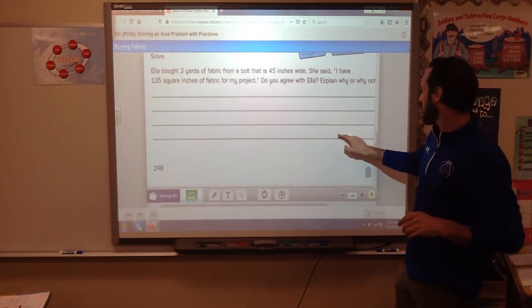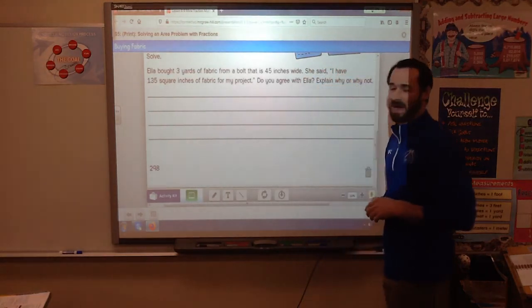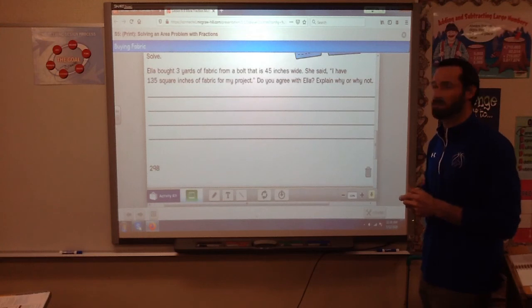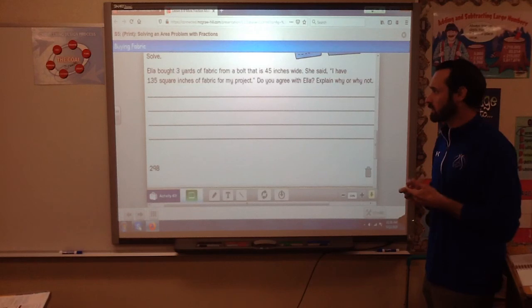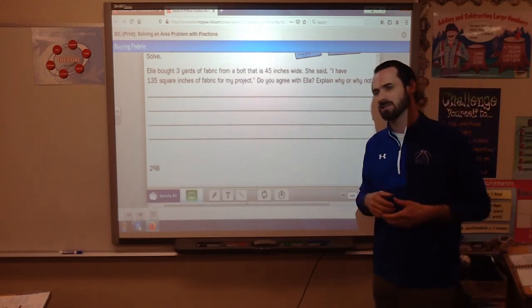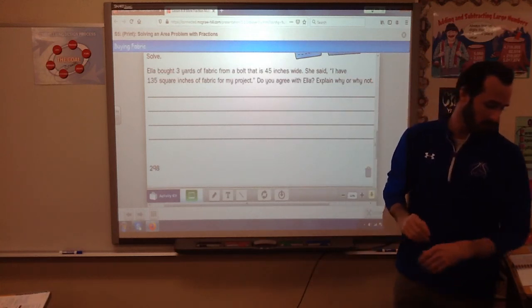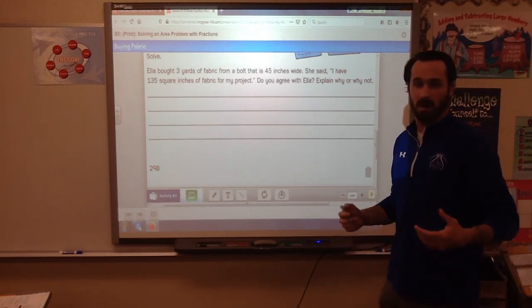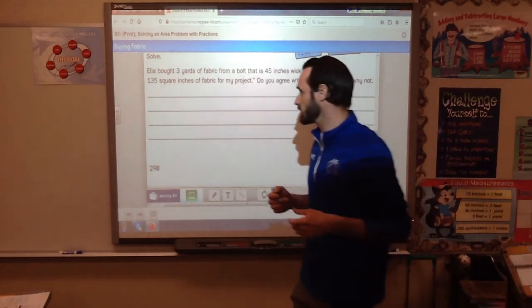So what I want you to do is pause me and answer yes or no. Does Ella have 135 square inches of fabric for her project? Because the question is, Ella bought 3 yards of fabric from a bolt that is 45 inches wide. She said, I have 135 square inches of fabric for my project. Do you agree with Ella? Explain why or why not. So, yes or no and why. Go ahead and pause me and do this, and then I'll give you the answer and we'll solve it. See if you're right or wrong. Okay, so hopefully you paused me, because I don't want to wait too long with the video. But if you need more time, just hit pause again.